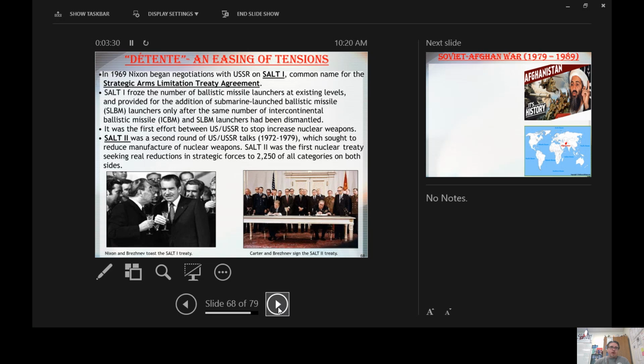SALT II was the second round of U.S.-USSR talks that took place between 1972 and 1979, which sought to reduce the manufacture of nuclear weapons. SALT II was the first nuclear treaty seeking real reduction in strategic forces to 2,250 of all categories on both sides.